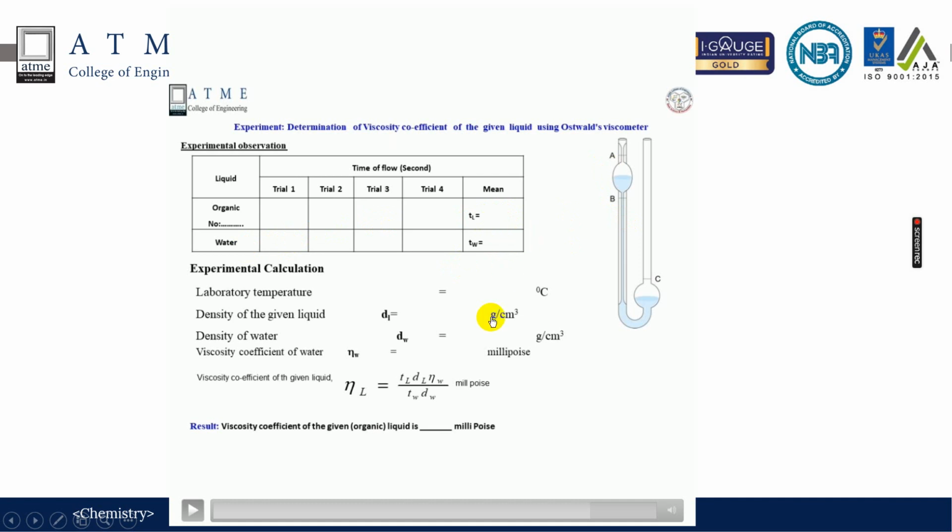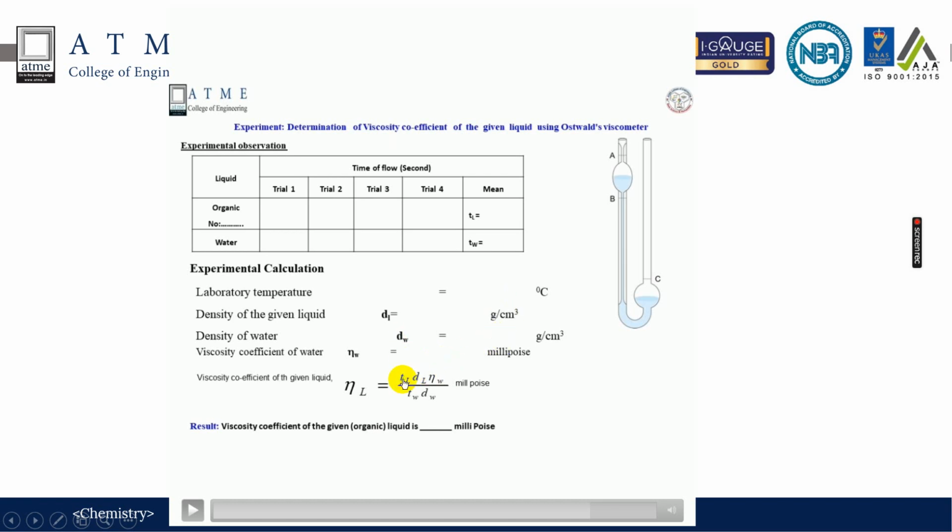Initially, to calculate viscosity coefficient of a given organic liquid, the laboratory temperature at which the experiment is carried out needs to be measured. Note down the temperature. Density of the given liquid will be given, note down at that particular temperature. Density of water, even that will be given to you, note down at that particular temperature. Viscosity of water, again it will be given to you, note down at that particular temperature.